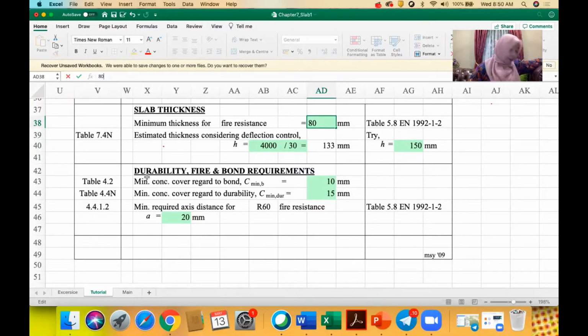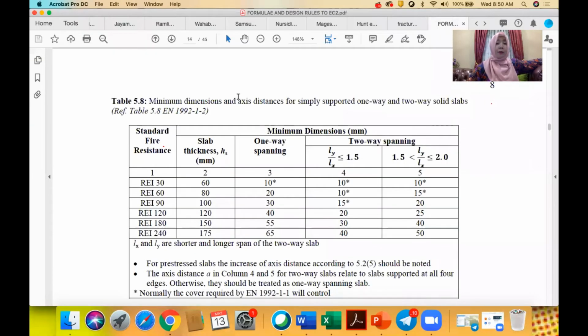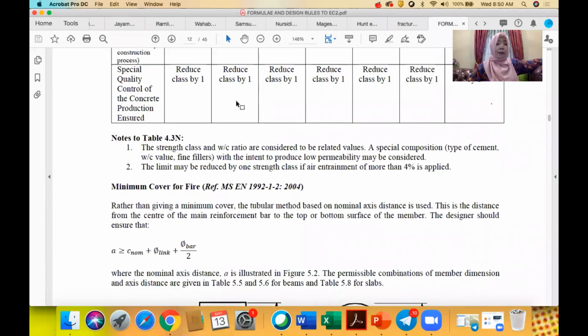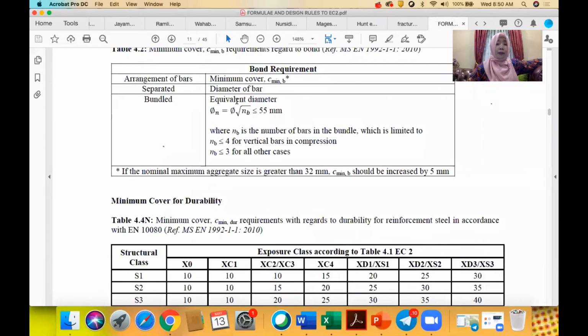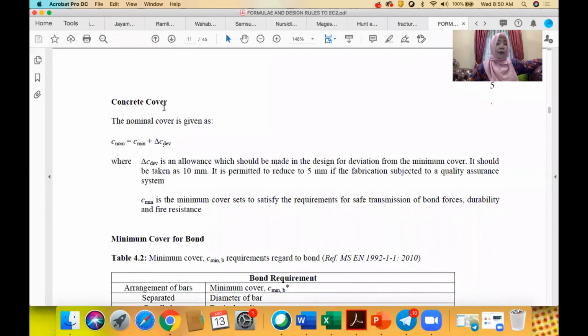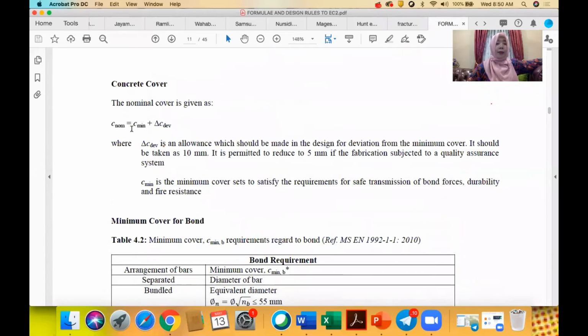Sometimes a student asks me why we need to consider the bond. Why? Because this is according to the Eurocode. Look at here, cover, concrete cover. C nom is equal to C min plus deviation. Deviation must be taken as 10.